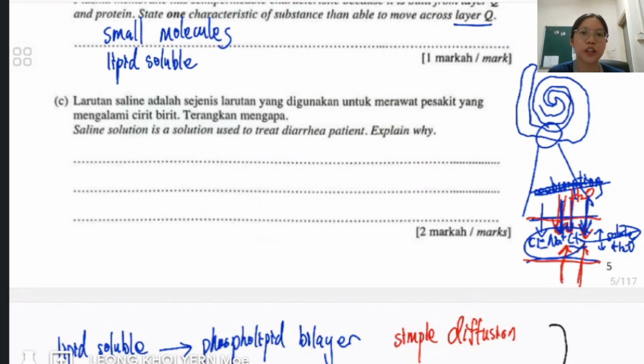But for saline solution, it's actually for diarrhea patients that are very severe. They have to be admitted to hospital and get the IV drip. So the IV drip consists of this saline solution.